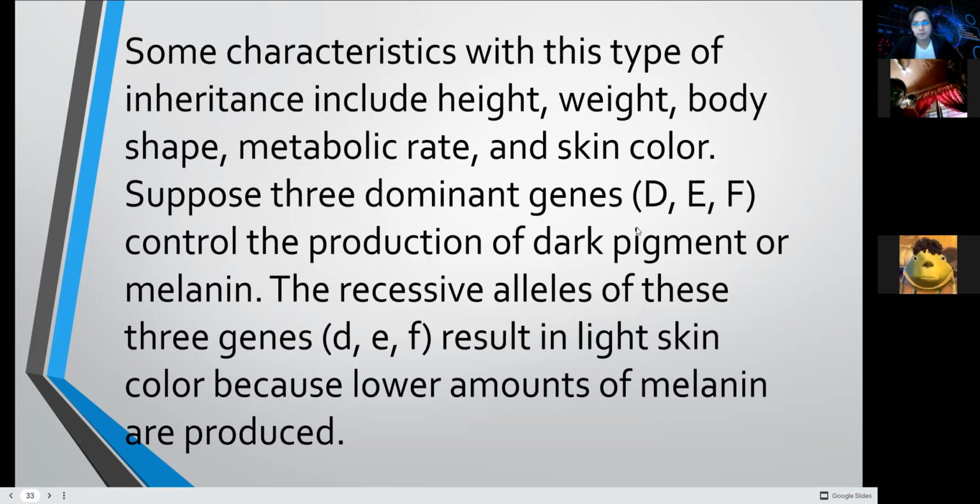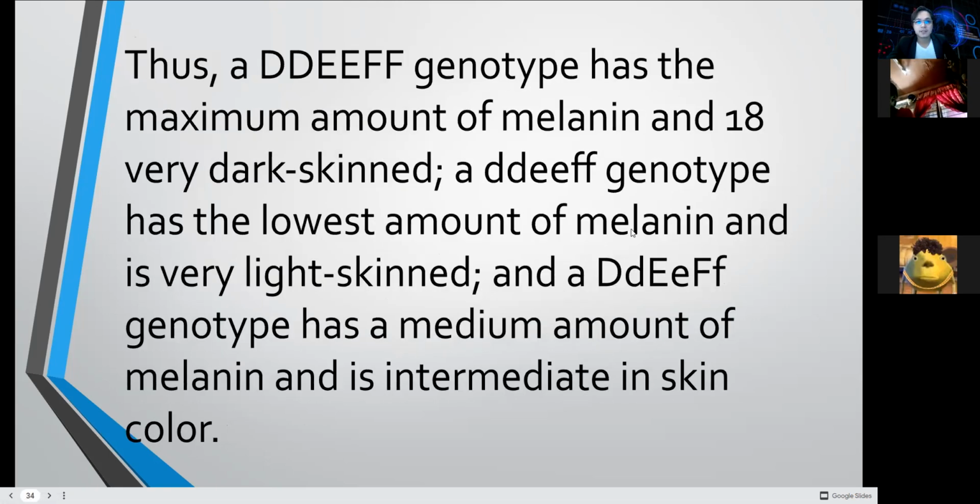So these are just a few. Thus, the DDEEFF genotype has a maximum amount of melanin, which is very dark skin, and the small d, small e, small f genotype has the lowest amount of melanin and is very light skinned. How about capital D, small d, capital E, small e, and capital F, small f?